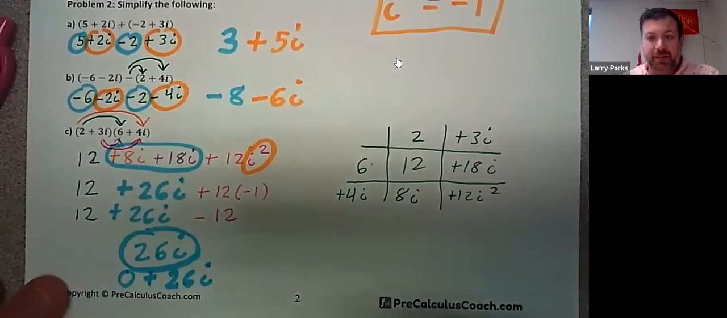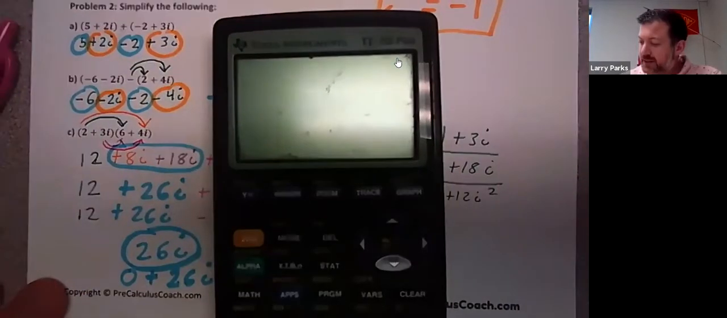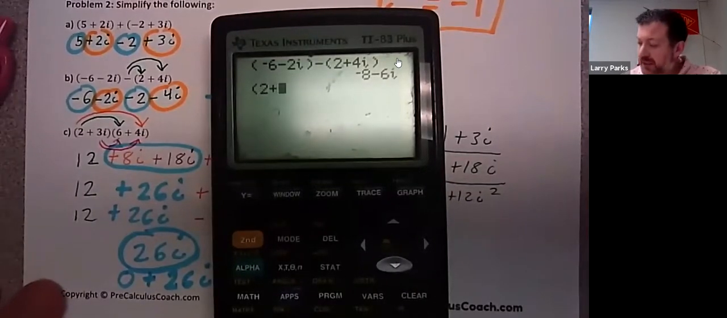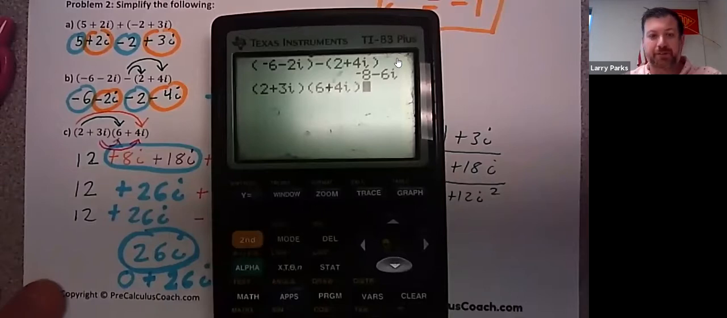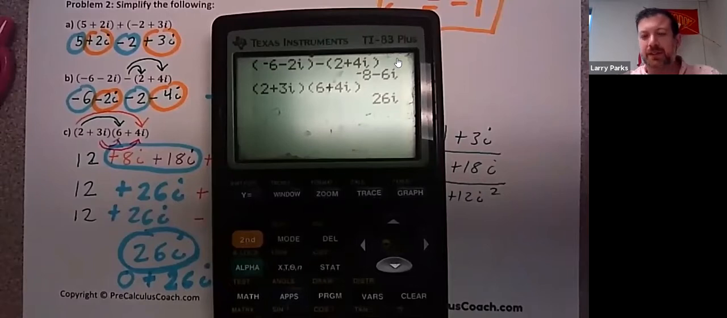Let's see real fast. Checking my answer. 2 plus 3i times 6 plus 4i. 26i. So the reason why you could type i into a calculator is because i has a value. i is equal to the square root of negative 1. If I were to type x's in here, we don't know the value of x, and that's why your calculator cannot handle x's. But i does have a value.